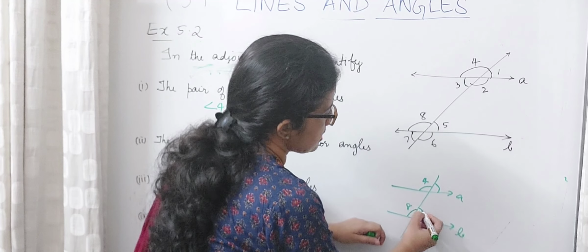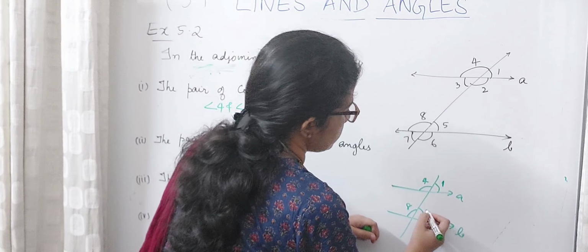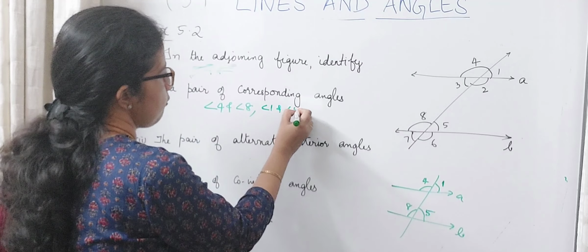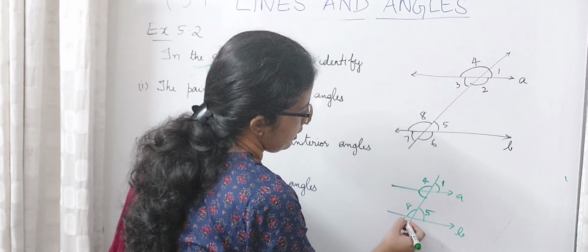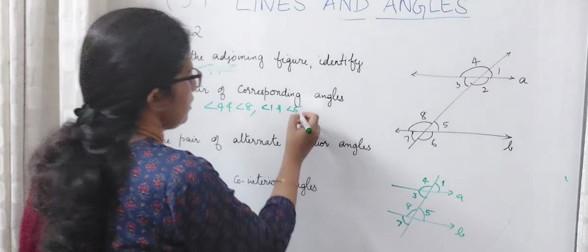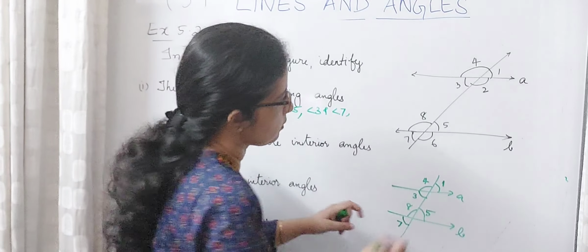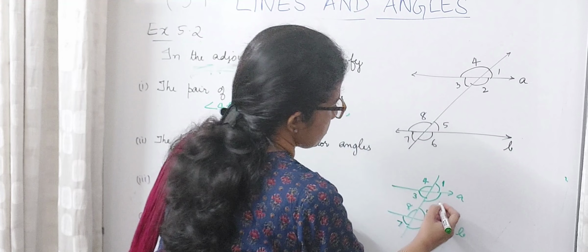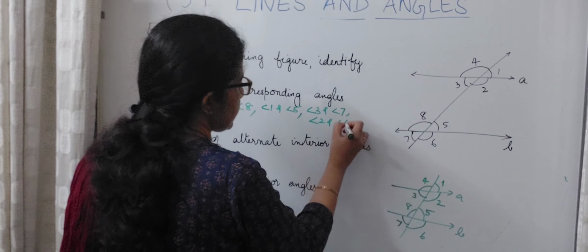Now which is the next pair? This angle and this angle. Okay, they are also corresponding angles. So what is this? This is 1 and this is 5. So angle 1 and angle 5 are also corresponding angles. Now which is the next pair? This one and this one. That is 3 and 7. So angle 3 and angle 7. Now what is the last one? This one and this one. So what is this? 2 and 6. So angle 2 and angle 6.